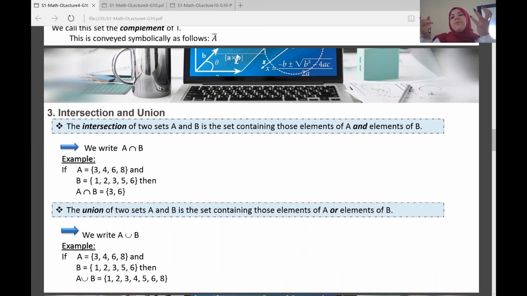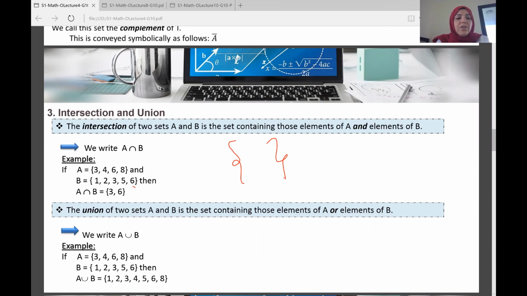So you don't just give me the numbers that are repeated or the letters or the words that are repeated. No, you have to create a new set and put those numbers inside it. If you look at the first example, we have the set A, which is 3, 4, 6, and 8, and the set B, which is 1, 2, 3, 5, 6. What is the intersection? As I told you, the intersection is a new set that contains the elements that are found in both. The elements found in both are 3 and 6.